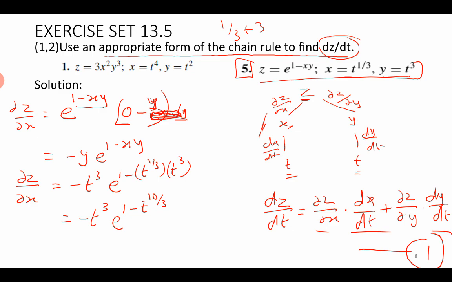t raised to 10 over 3, 1 minus t raised. So this is an important term. Remember this one. And in a similar way, will you try to find what is the second term?